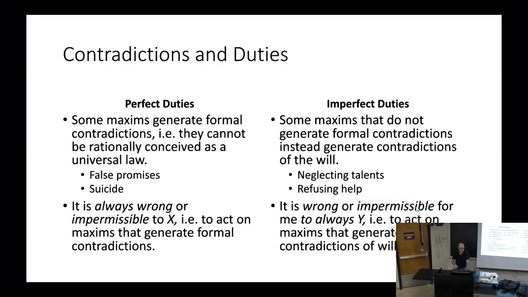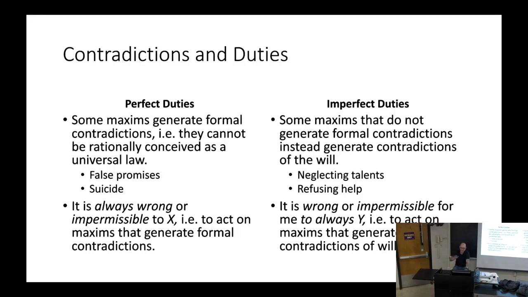So how should we understand those? Here's a little more on that. Some maxims generate formal contradictions, so they can't be rationally conceived as universal laws. Again, Kant's examples, false promises and suicide. And the way we should understand a perfect duty is that it's always wrong or impermissible to X, whatever that duty is, false promises and suicides, right? To act on maxims that generate formal contradictions. So they're like absolute duties.